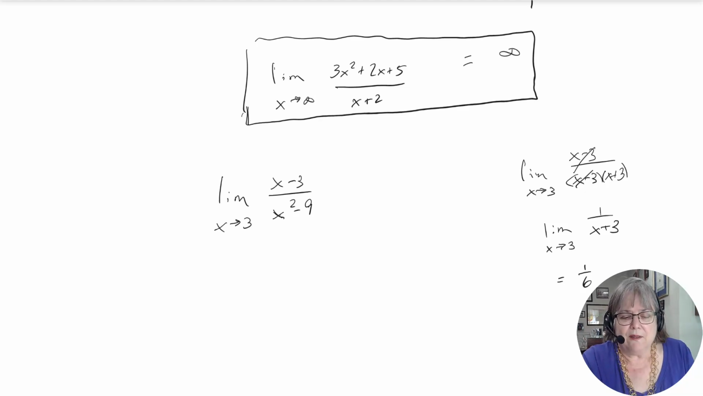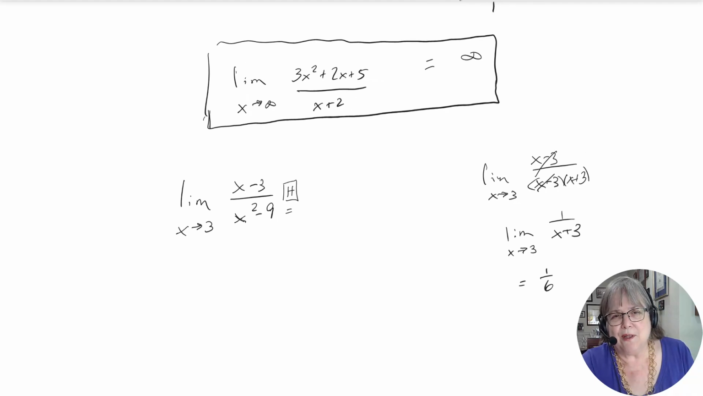I always designate L'Hopital's rule by putting a little h right there, and I ask my students to do that so I can tell what they were thinking, just in case they accidentally do something like the quotient rule or can't do the derivative correctly. At least I know what they were trying to do.